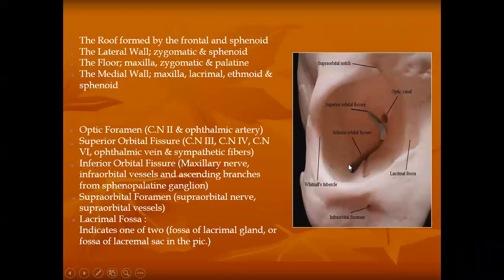Now this is not the schematic picture, this is an actual picture of the orbit that has been taken, and this is showing you that behind the orbit there is a superior orbital fissure and then there is an inferior orbital fissure.